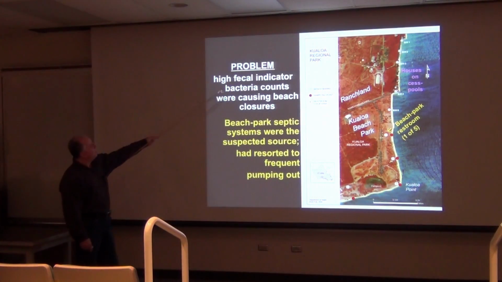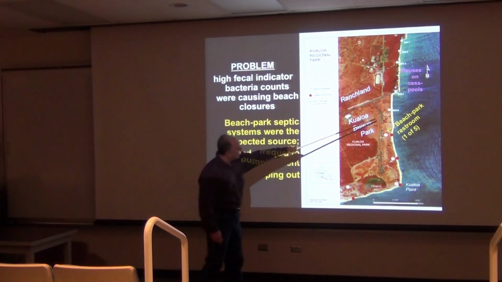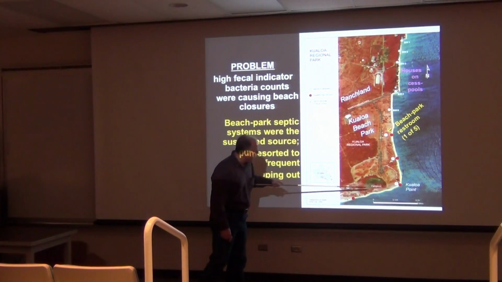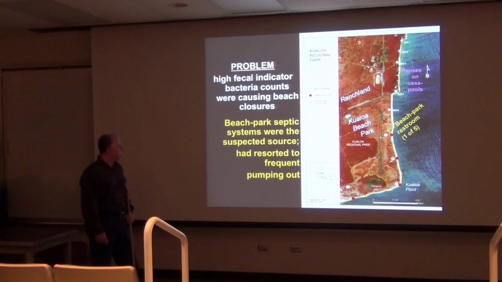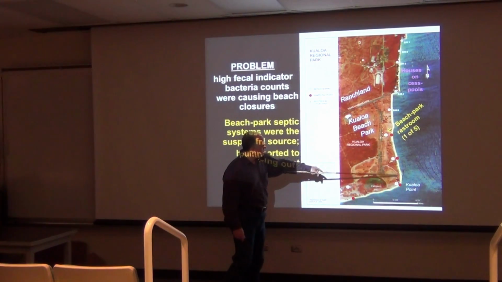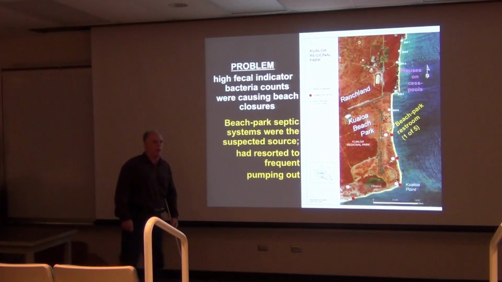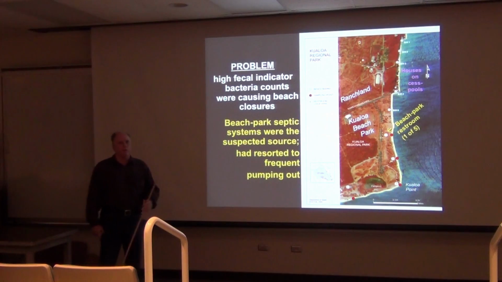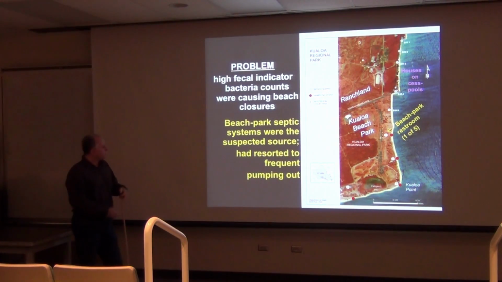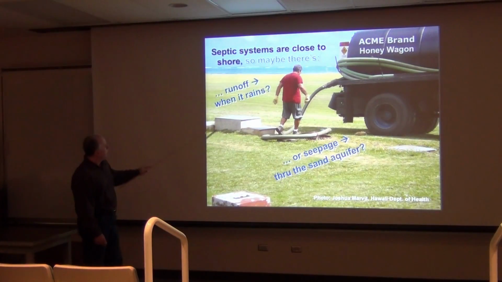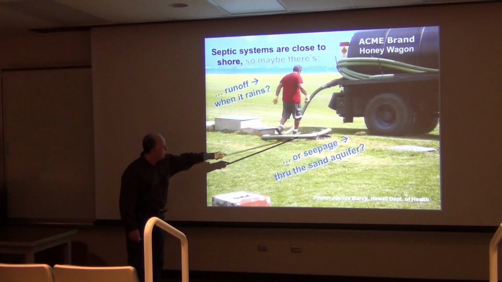The problem, again, was that high fecal indicator bacteria counts were causing beach closures, and there are beach park restrooms every certain distance along in the park, and each of them has a septic system. These were thought to be the main contributor to the problem, and the Department of Health had been monitoring shallow recreational marine waters for fecal indicator bacteria for quite some time. The bacteria sampling was their main tool at the time, probably still is. And they had resorted to frequent pumping out of these systems. Here's one of them. Here's the truck coming to pump them out.